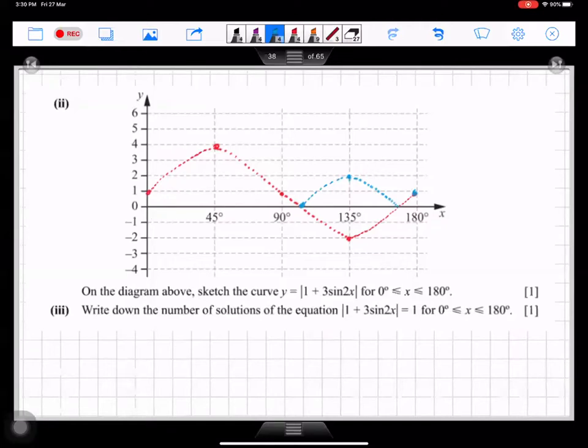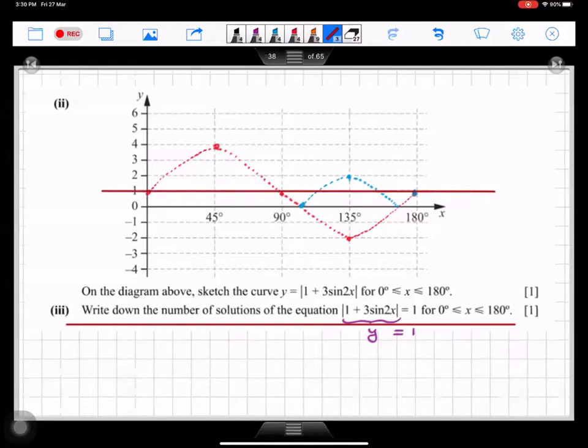Write down the number of solutions of the equation. Now, whenever it asks about the number of solutions, what is the concept? This is related to O-level maths, graphical solution of equation. This is your Y. Replace it. And what do you get? Y is equals to 1. So draw the line Y is equals to 1.